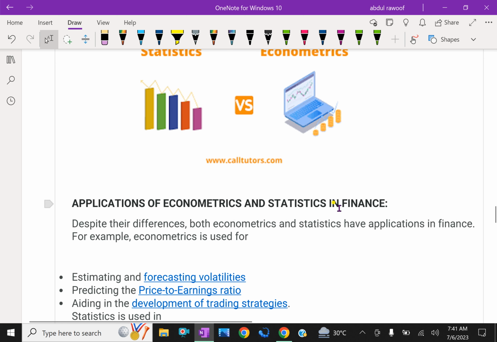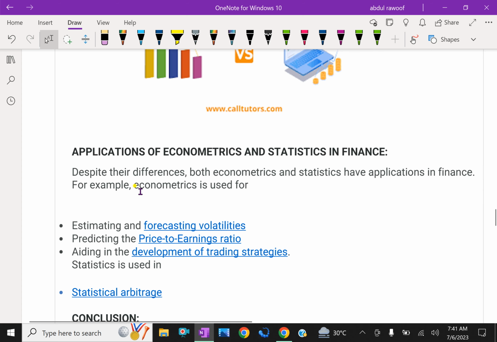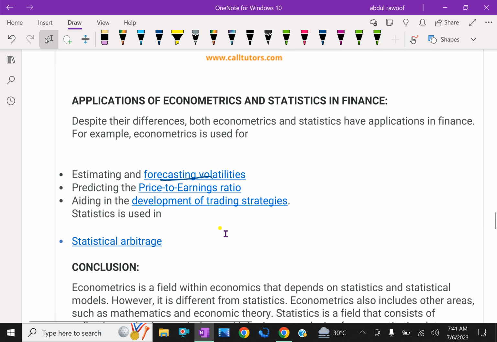Application of econometrics and statistics in finance. Despite their differences, both econometrics and statistics have applications in finance. For example, econometrics is used for forecasting volatilities, predicting the price to earnings ratio, and aiding in the development of trading strategies. Also, it includes statistical arbitrage.